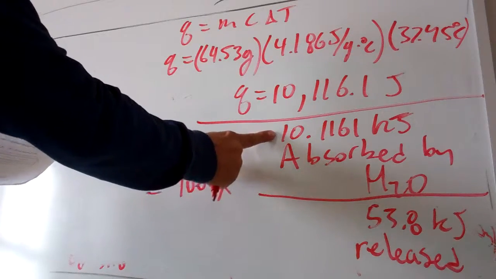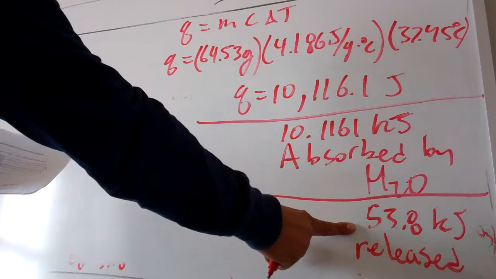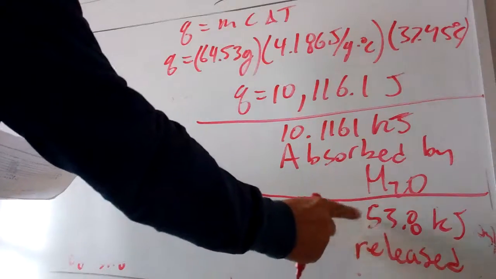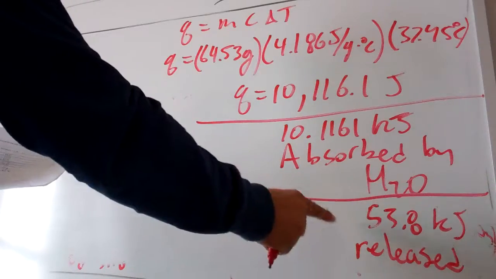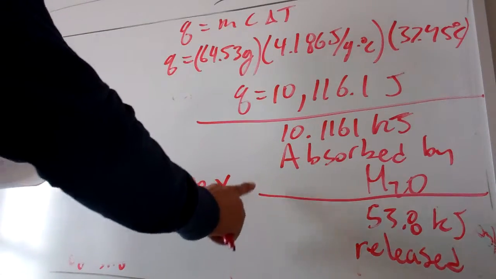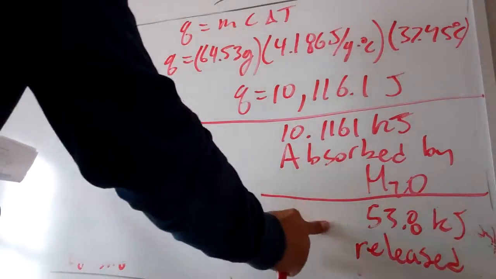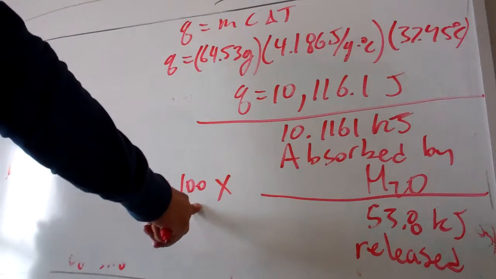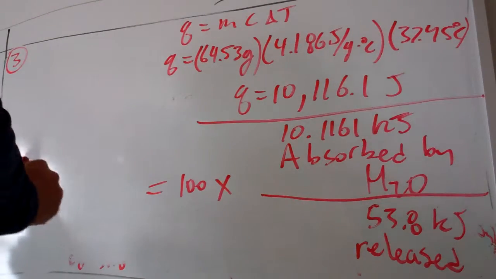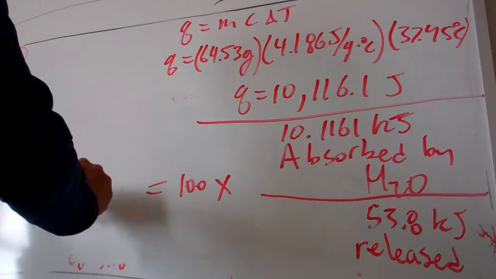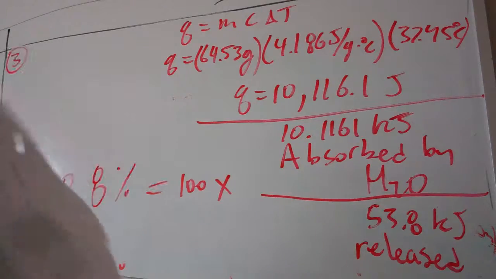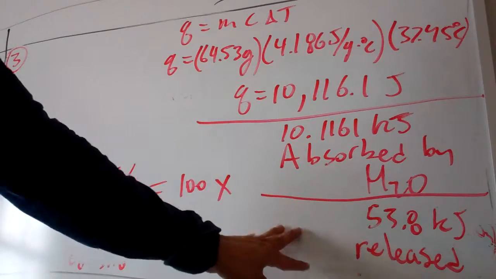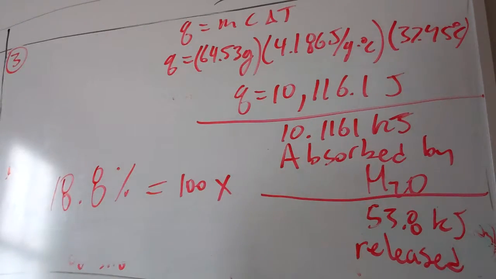Look, we absorbed this much, but we should have absorbed that. That's like the maximum. If all things were good in the world, we would have absorbed all of that. Although the laws of the universe, never mind, whatever. This divided by this, it's like a fourth. So do the math, and you end up with 18.8%. So this is how much is absorbed or released. There you go. Hope that helps.